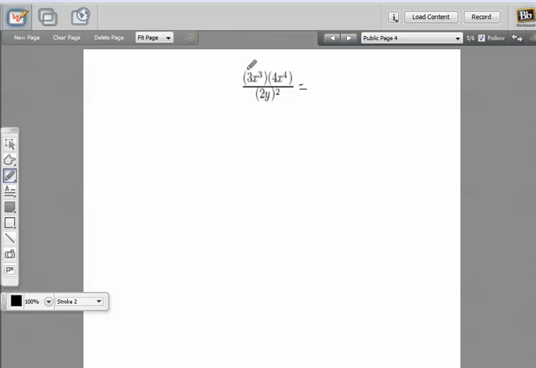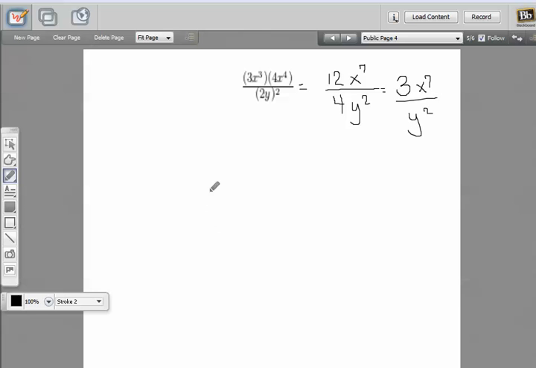So looking at my numerator, I get 3 times 4, which is 12. And I'm going to add my exponents on the x there to get 3 plus 4 is 7. And in the denominator, I got to square both the 2 and the y, so I get 4y squared. So upon further investigation, 12 divided by 4 is 3. X to the 7th over just y squared.